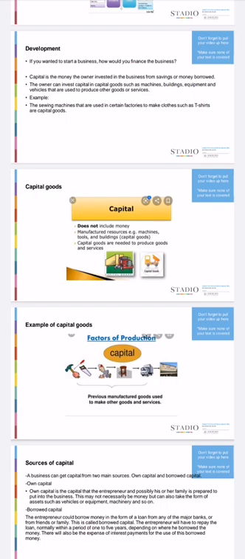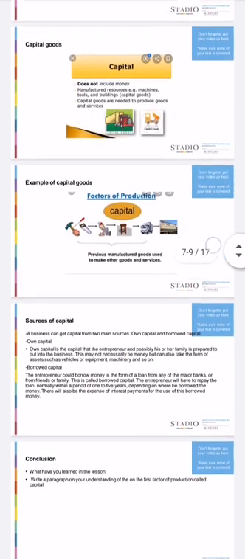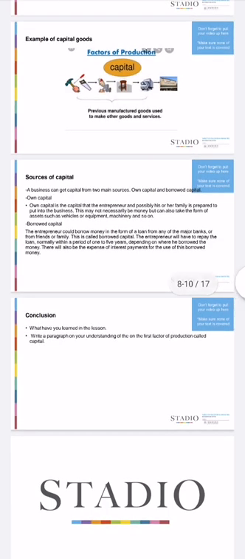If we move on to the next slide on capital goods, it says capital does not only include money, it's manufactured resources. Example, machinery, tools, buildings. These are all called capital goods. And capital goods are needed to produce other goods and services. An example of capital goods is depicted in the diagram. Tools are being used in the diagram to manufacture a stool, which will in return be sold at a supermarket.